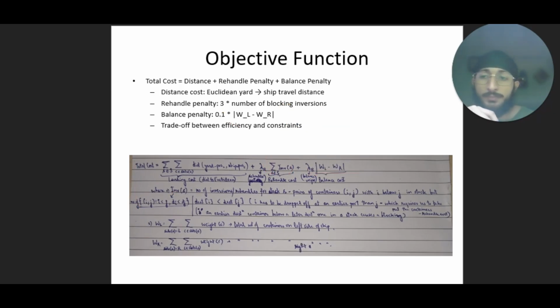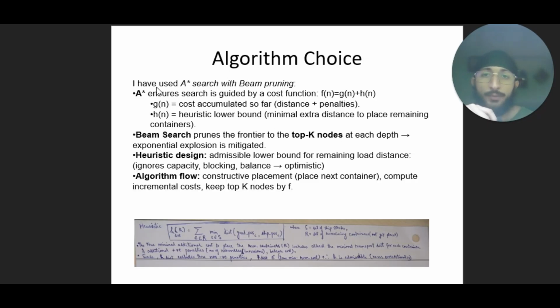Now moving on, the algorithm choice. For the algorithm, I have used A star search with beam pruning. A star ensures that the search is guided by a cost function f(n) = g(n) + h(n), where g(n) is the actual cost accumulated so far, that is distance plus penalties, and h(n) is the heuristic lower bound, or the minimal extra distance to place the remaining containers. So this is an educated guess, using the heuristic that I have set, to calculate the remaining cost.